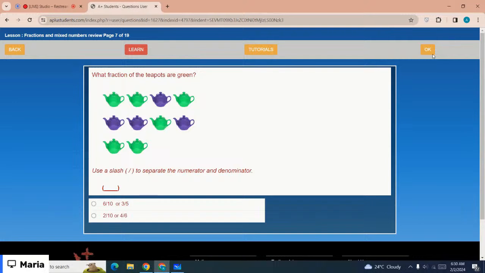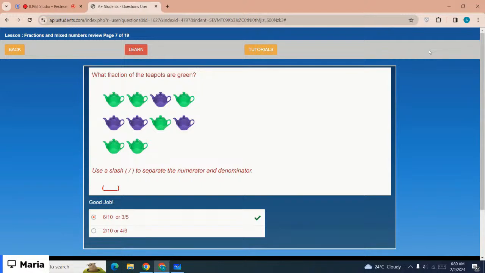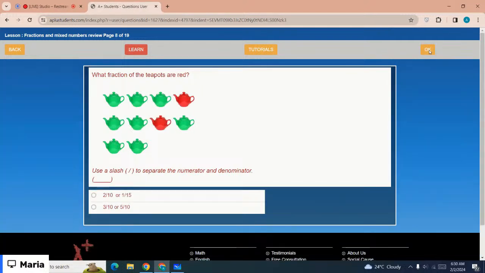Yes, that is 6 out of 10 or 3 over 5. Option number 1 is the correct option because the total teapots are 10 and 6 of them are green. What fraction of the teapots are red? Which is the correct option?